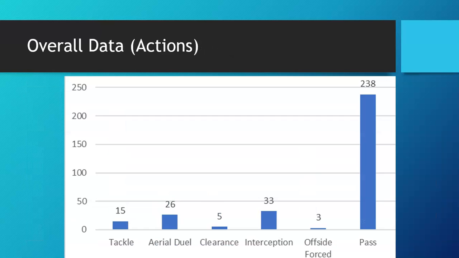Into the actions data now. Passing made up 74% of the total actions recorded. However, as Maguire's passing accuracy was recorded at 94%, this was not seen as an issue that needed to be addressed, rather a positive of Maguire's all in all.